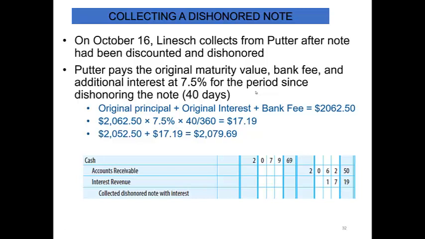Now sometimes we'll collect on a dishonored note. Maybe the payment is just a little bit late. In this example, it says on October 16th, Lanesh collects from Putter after the note had been discounted and dishonored. And it says Putter pays the original maturity value, the bank fee, and the additional interest. So that, remember, totals $2,062.50. And an additional interest at 7.5% for the period since dishonoring the note, which was 40 days.